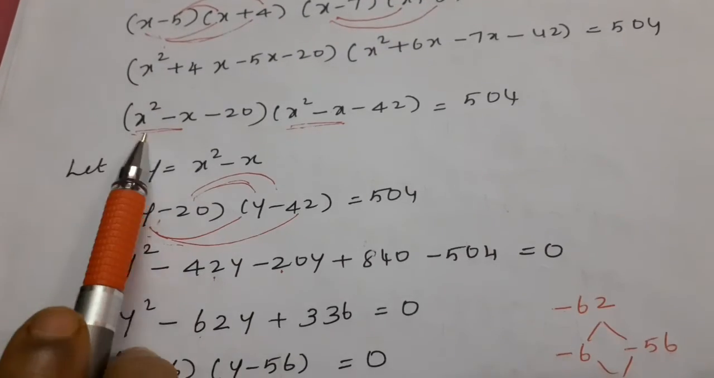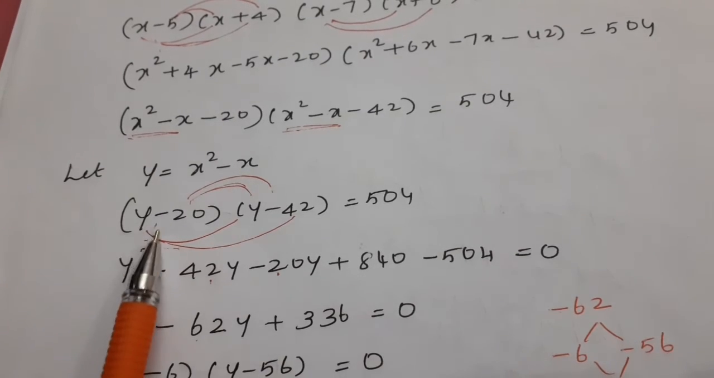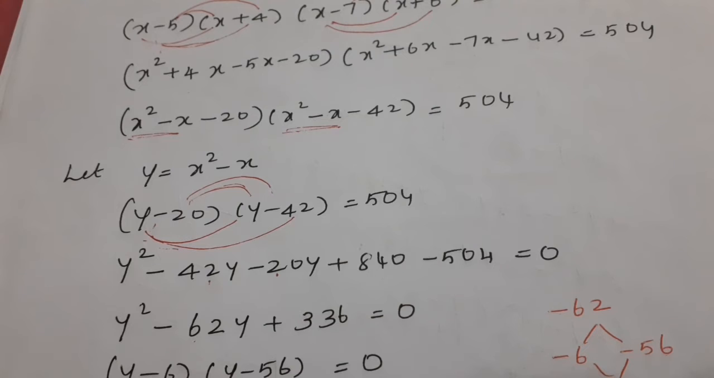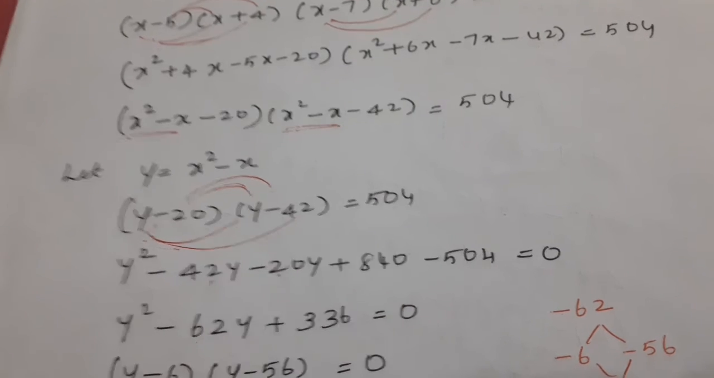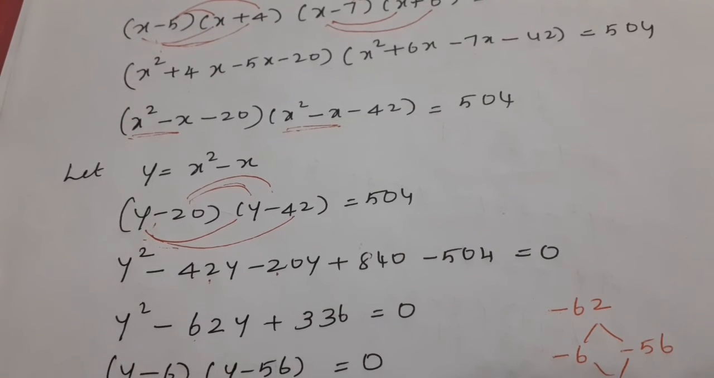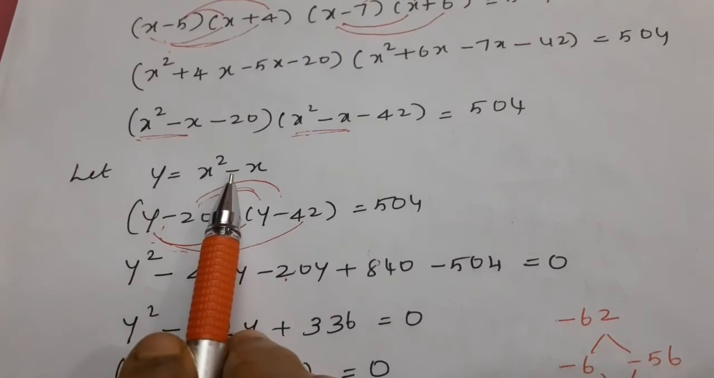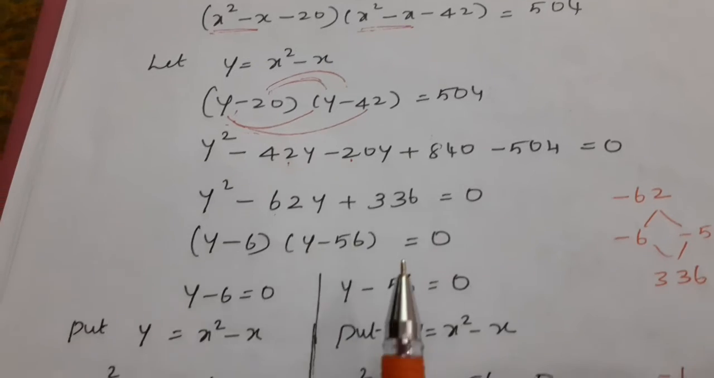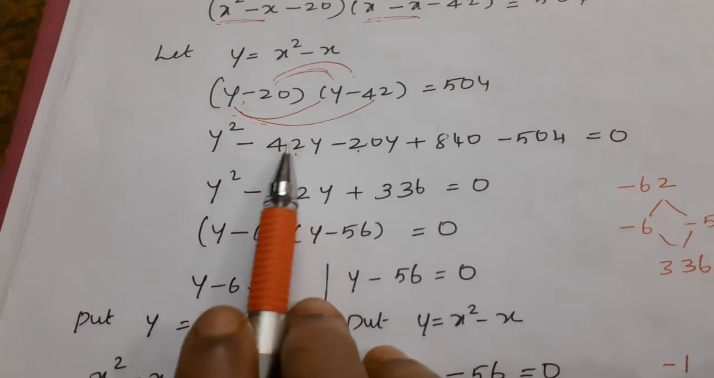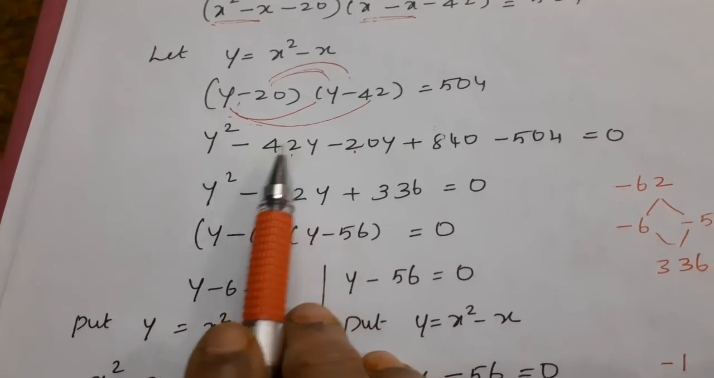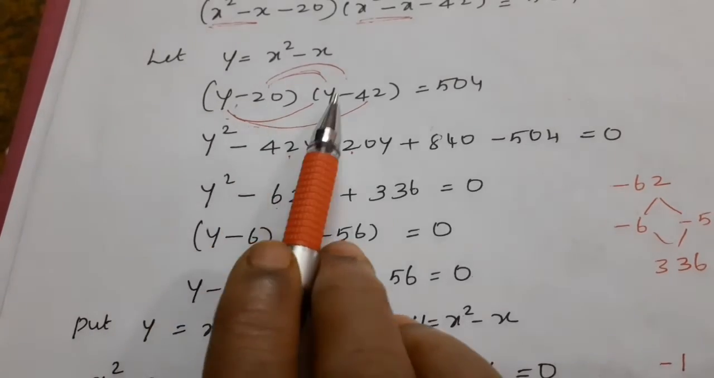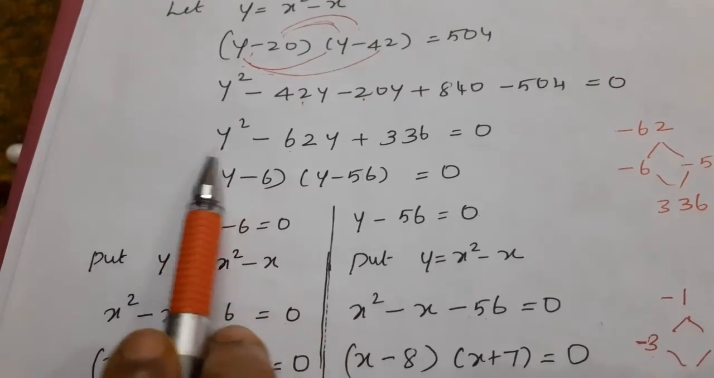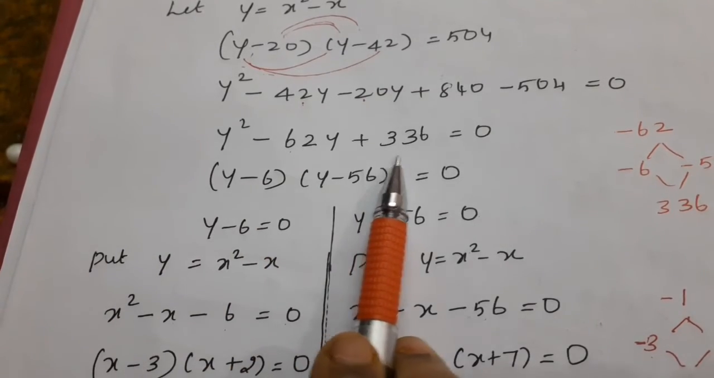Now we take x square minus x as what? Y. That is y minus 20. This converts the two quadratics into a linear equation. So y minus 20, x square minus x is what? Y. Y minus 20 into y minus 42 equal to 504. Again, if we multiply, what do you get? Y square minus 62y plus 336 equal to 0.